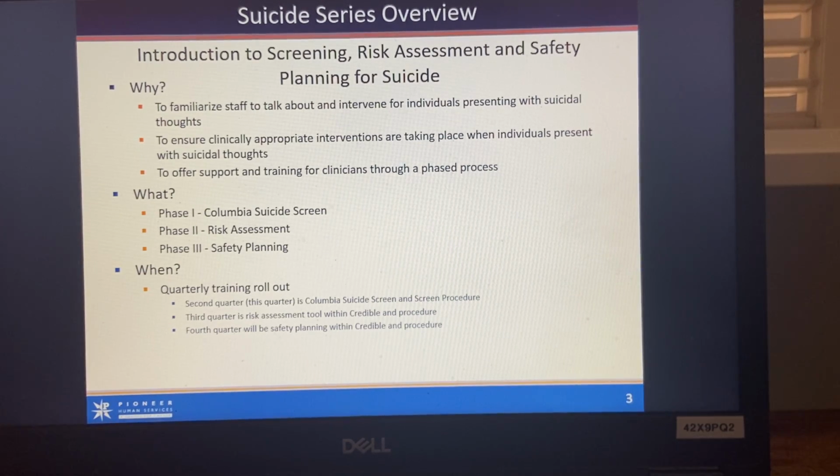This was first given to the outpatient clinics in August and is now being prepared and administered for the residential units. Our hope and plan is that in this first phase, we will teach staff how to use the Columbia Suicide Screening Tool. And then in the future, we hope to also train staff in how to use the risk assessment.